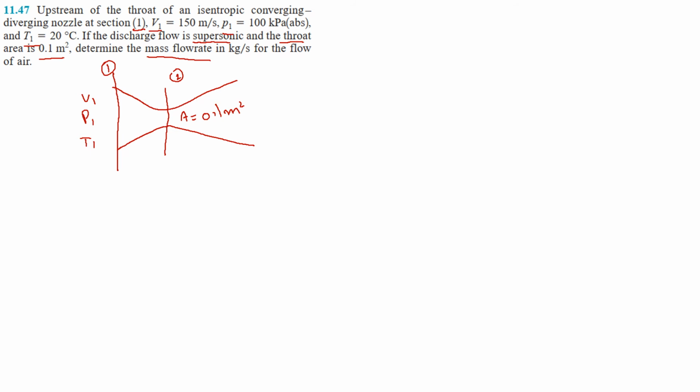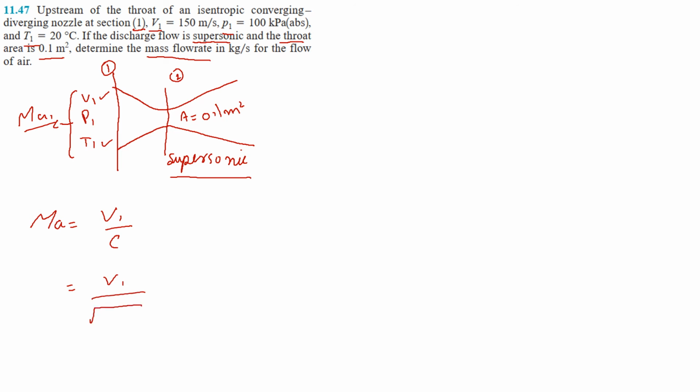Here at the throat the flow is supersonic as it is mentioned. So we are going to further elucidate the condition of this flow by finding the Mach number at this section 1. We can find the Mach number at section 1 because we are given the velocity and the temperature. The Mach number is V1 over C, and C is the square root of the universal gas constant R, the absolute temperature T1, and k, which in this case is air, so we also know the value of k.